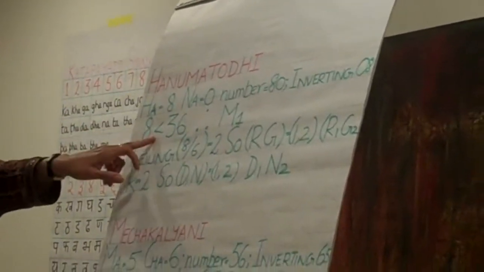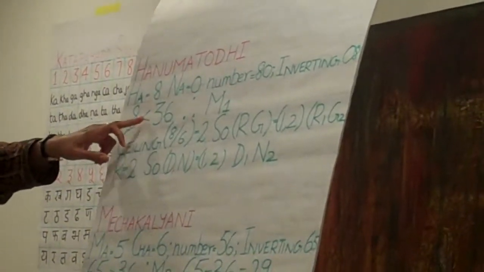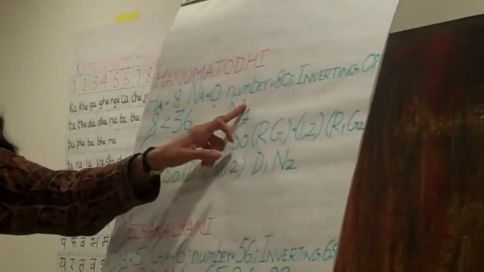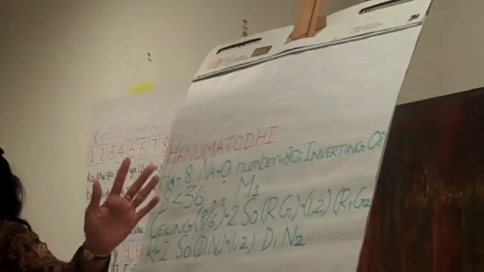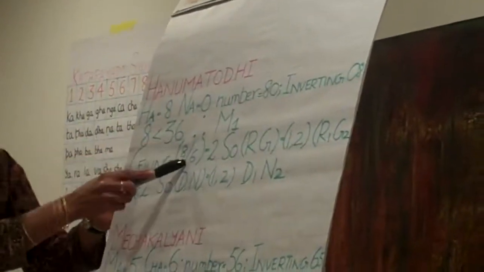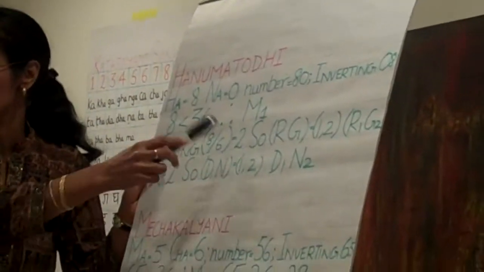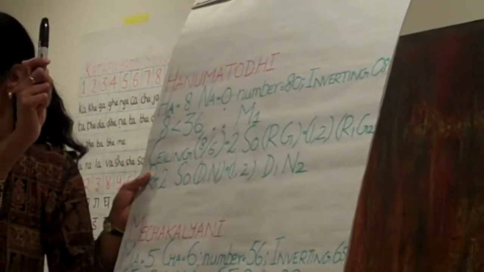Now 8 is less than 36, so therefore it will be M1. Because it is less than 36, it's a Shuddha Madhyama Ragam. Ceiling of 8 by 6 is 2, because 6 goes one time.